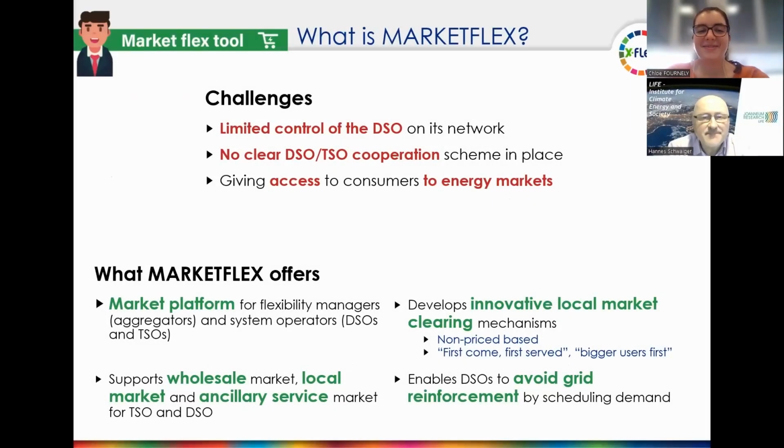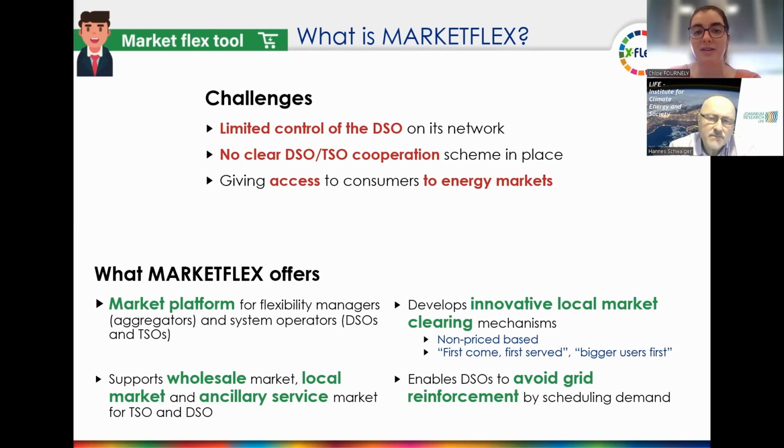All right, so today I'm going to present the MARKETFLEX tool, which is one of the three main tools of the XFlex project. To set up the general context, why do we do XFlex in general? Well, at the distribution level of the electricity network, there are a lot of problems coming today. If we think of renewable energies or new electrification of the heating sector or transportation sector with electric vehicles, there are a lot of problems that can occur on the grid.